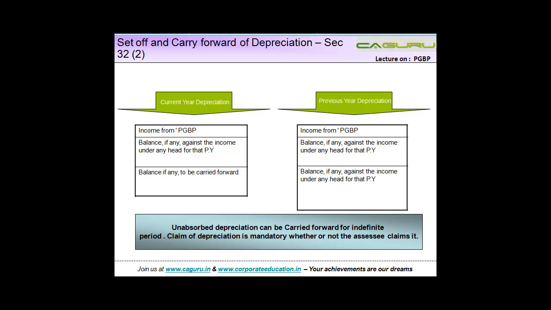Let's now see the provisions relating to the set off and carry forward of depreciation. Let's say you had plant and machinery depreciation of 100,000, and you are given that your profits and gains of business and profession before depreciation are 70,000. Your income from other sources is 20,000.